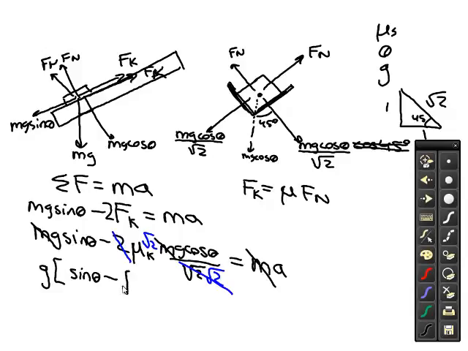And so I've got the square root of 2 times mu sub k times the cosine of theta equals a. So I hope that's what they had. I think that's pretty close to what was in the solution.